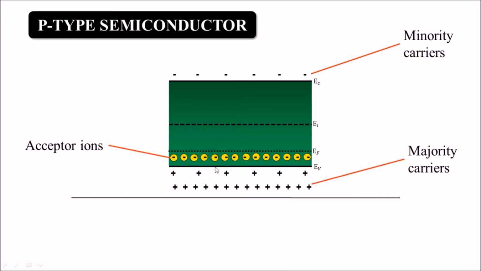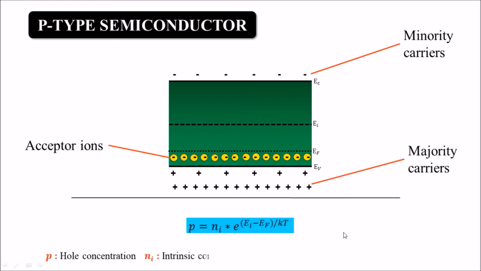And the concentration of the holes can be calculated by this formula, where P is the hole concentration, Ni is the intrinsic concentration, and EF is the Fermi level of the doped semiconductor.